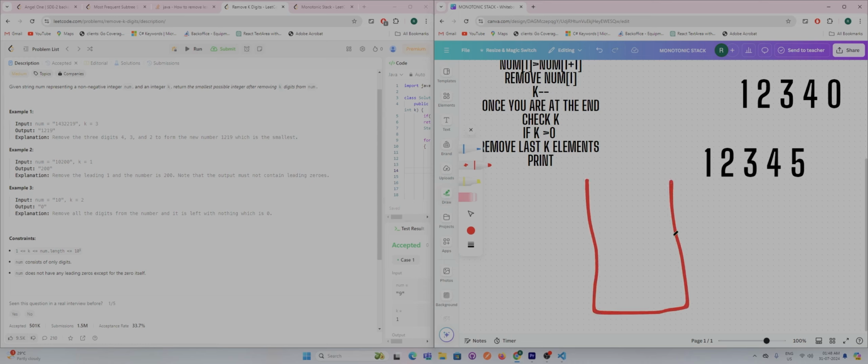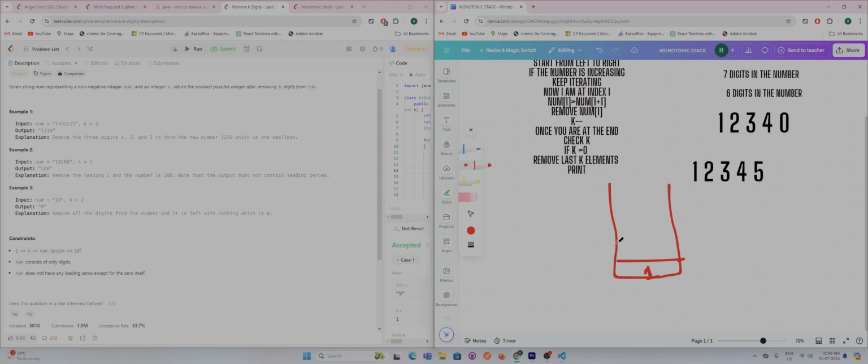Within this stack, I'm first going to put 1. Then I'm going to put 2, because 2 is increasing in nature, and then I'm going to put 3. Let's take this example, 1 2 3 4 0. Then I'm going to put 4, because 4 is greater.